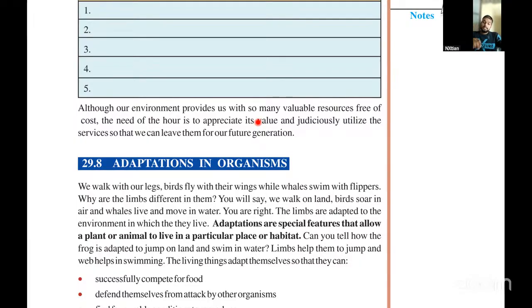If we remove the tigers from the top level, or we kill all the tigers, then what will happen? The deer population will increase, because nobody is there to hunt them. Okay, and because of that, the vegetation will decrease. The deer will eat the forest also, and will come into the city to eat our agriculture vegetation and all. So basically, if I remove all the deer from the cycle, then what will happen?